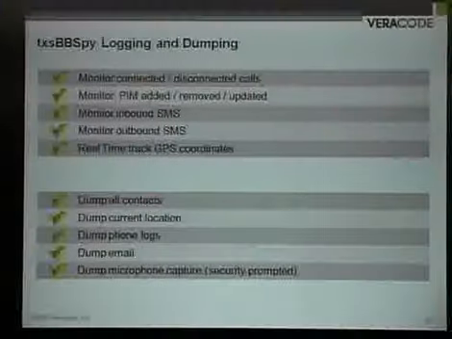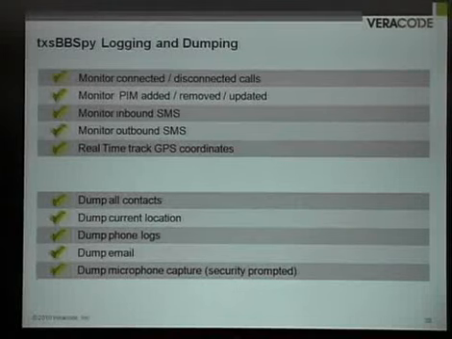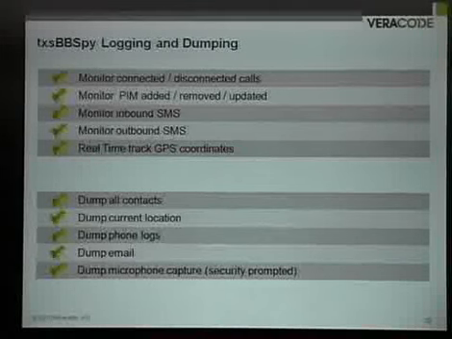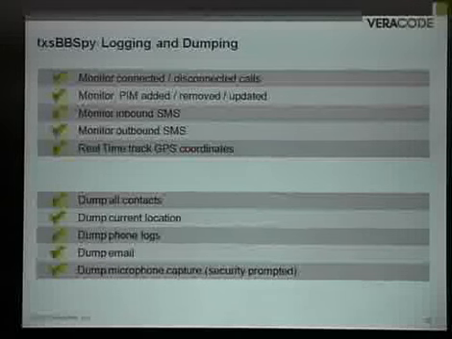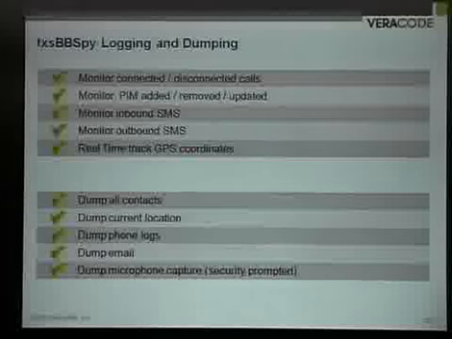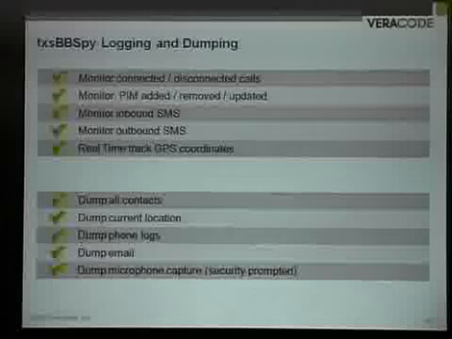So what do I mean by fully functional? What does my application do? It monitors connected and disconnected calls in real time. It can exfiltrate your contacts, your email, your GPS location, your phone logs, and can turn on the microphone and capture data through the microphone and send that out as an AMR file. It can monitor a bunch of this in real time and have the data sent off the device, and it can monitor it as single point in time dumps of whatever the contact list currently is.